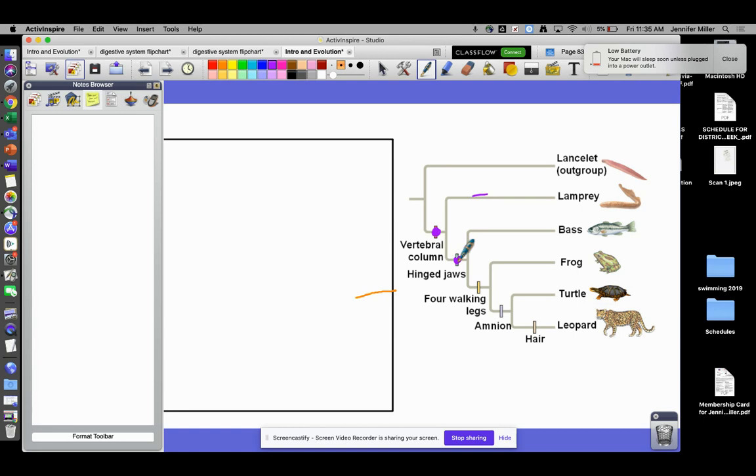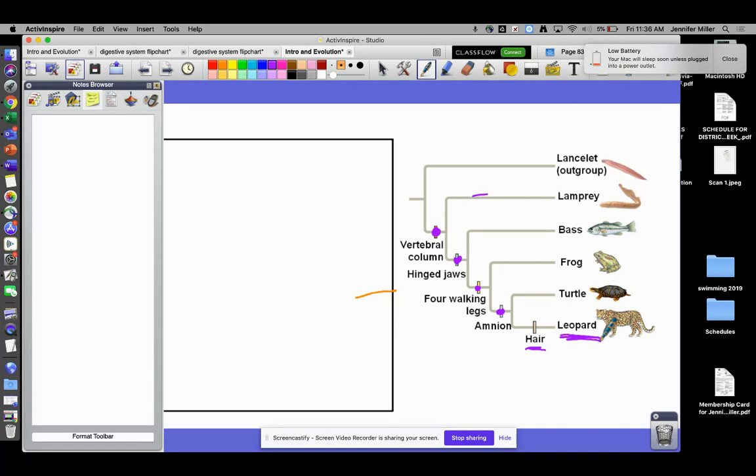And then as we go, four legs: frog, turtle, and leopard all have four legs. So at some point they had a common ancestor that had four legs and they evolved from there. And then these two, turtle and leopard, have an amniotic sac. Obviously a frog and a bass do not have an amniotic sac, so they must share a more recent ancestor. And then hair is something that only the leopard has, so that's a characteristic that only this species has and none of the other ones did.